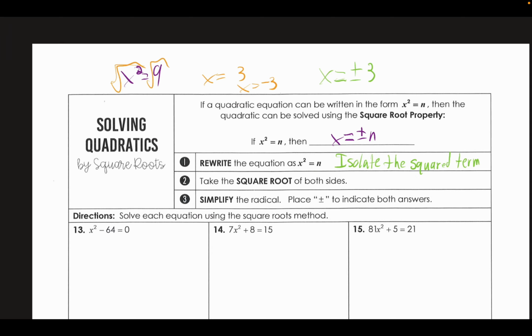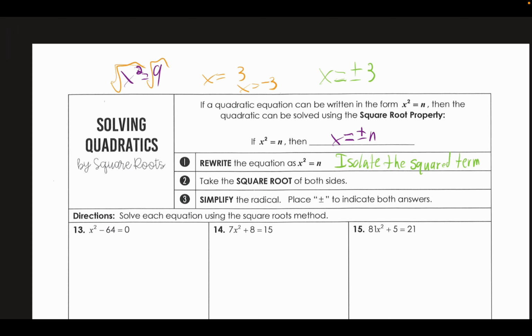Then we take the square root of both sides, and this undoes the square. Just similar to how we undo addition by subtraction or we undo division by multiplication, we undo squares by square rooting. And then we simplify the radical as needed, placing that positive negative symbol to indicate there's both answers, like I mentioned up above. Now, with it being able to rewrite like this, that means that there's no bx term.